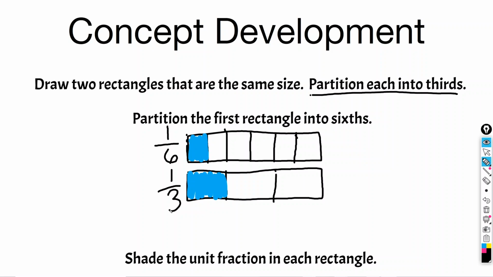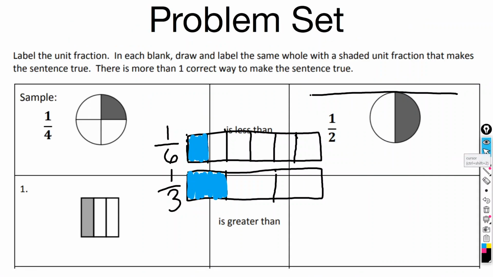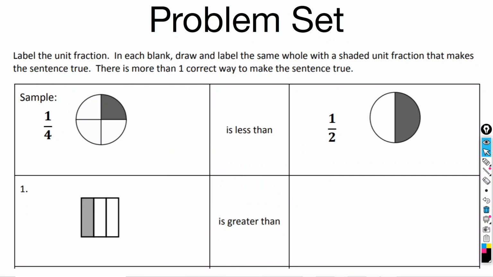Now, when I'm looking at two rectangles that are the same size and I shade one fractional unit, I can tell that 1/3 is clearly bigger than or greater than 1/6. And 1/6 is smaller than or less than 1/3. Okay? And that is a comparison that I can do because the objects are the same size. So that brings us to our homework, or our problem set first. The problem set is page 41, so you can switch to your page 41.